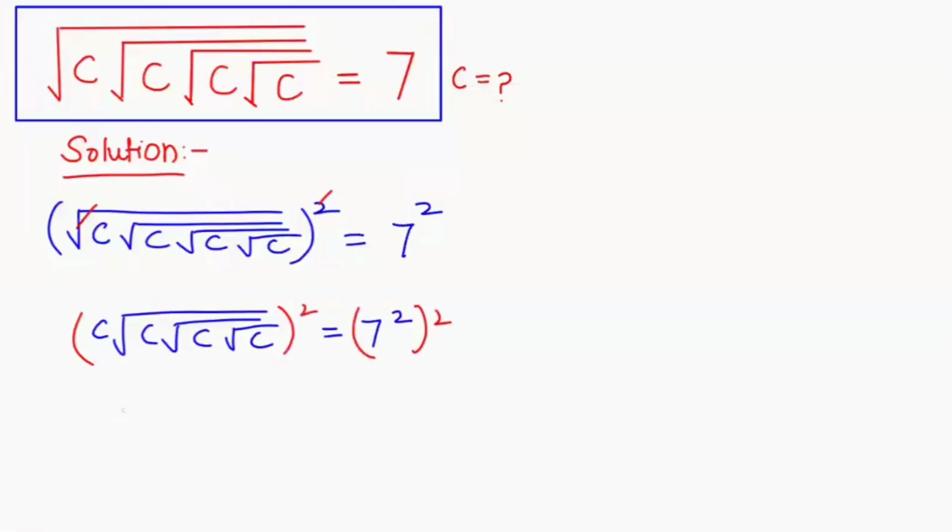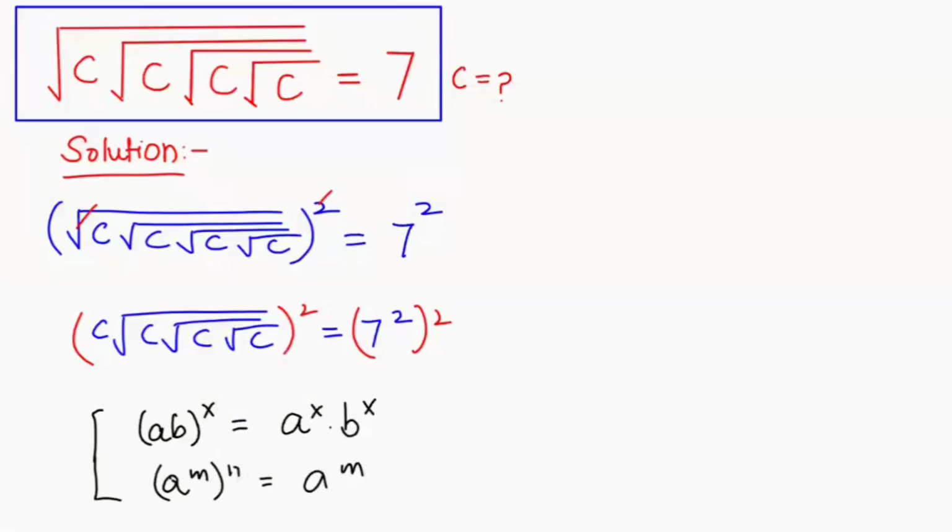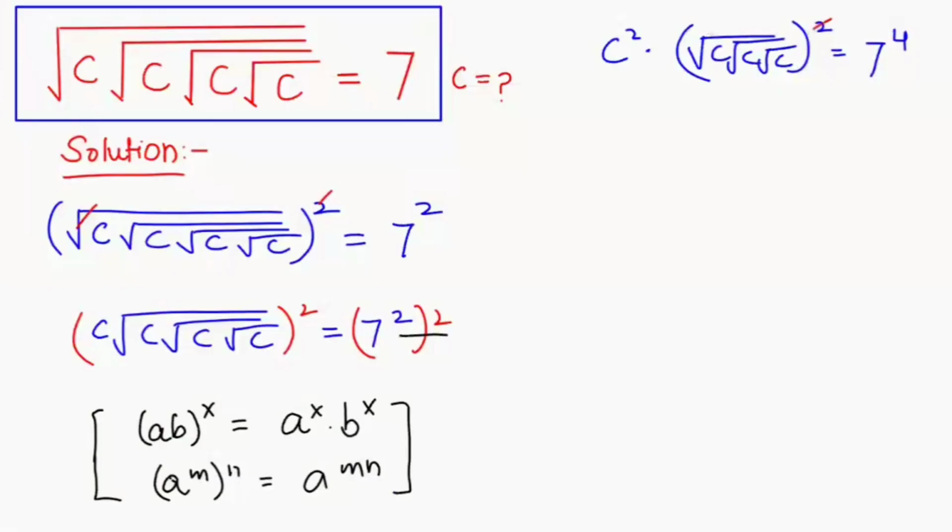Here I am going to apply the exponential rule, that is (a times b) whole to the power of x can be written as a to the power of x times b to the power of x. And one more exponential rule I'm going to apply here, that is (a to the power of m) whole to the power of n can be written as a to the power of m times n. So here the powers are going to be multiplied. The equation we get is c to the power of 2 times (root of c of root of c of root of c) whole to the power of 2 equals 7 to the power of 4. Now here again the square and the root get cancelled.